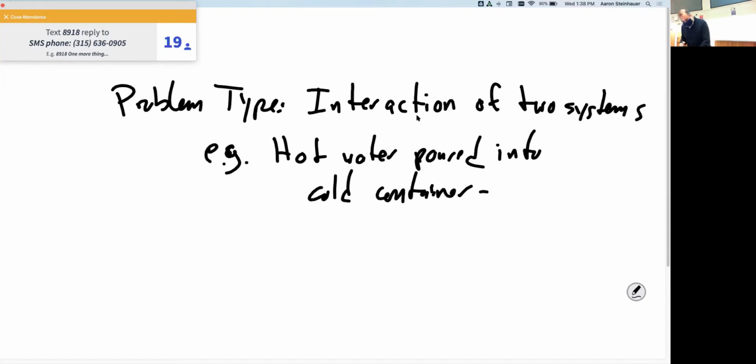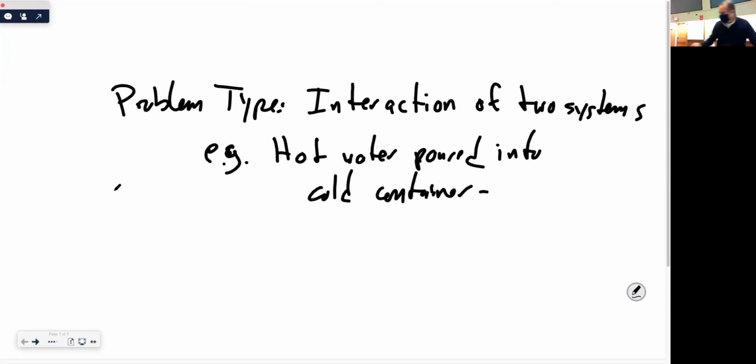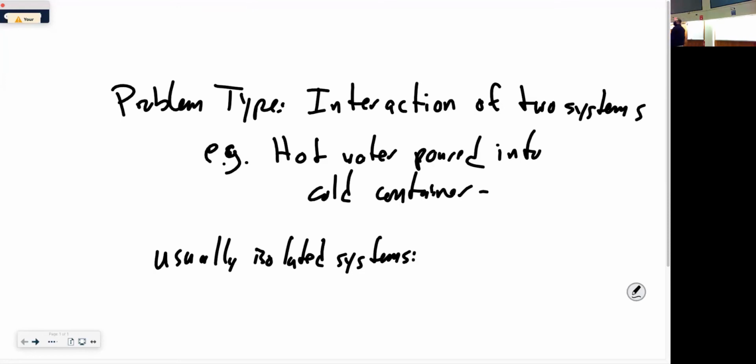Okay. So these are usually isolated systems. What do I mean by isolated systems? What do I mean by that? I mean that, yes, we poured hot water into a cold container, but we're not allowing any other heat transfer, like from the air. We put the whole thing in a box that is, maybe that would be helpful.